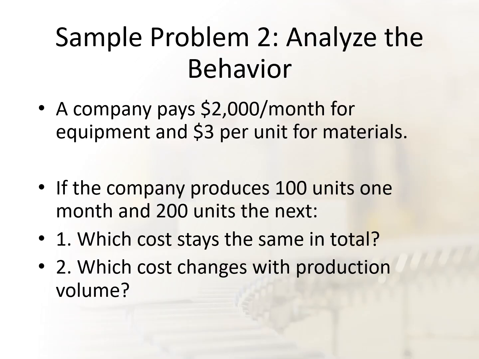Here's another question. A company pays $2,000 per month for equipment and $3 per unit for materials. They produce 100 units one month and 200 units the next. So which cost stays the same in total and which cost changes as production increases? And you can pause the video to think about it.